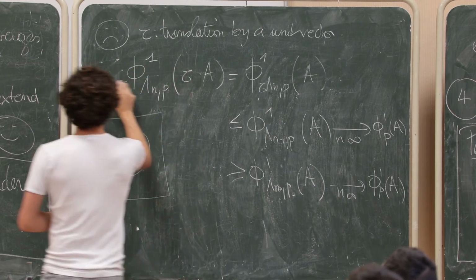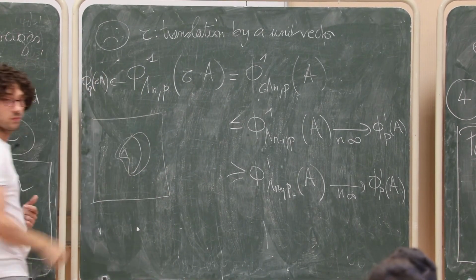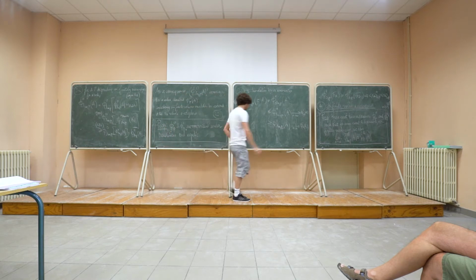And this thing converges to phi 1 p of tau A. Therefore, the two are equal.